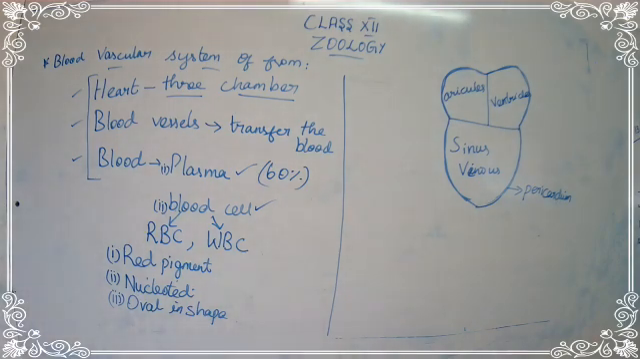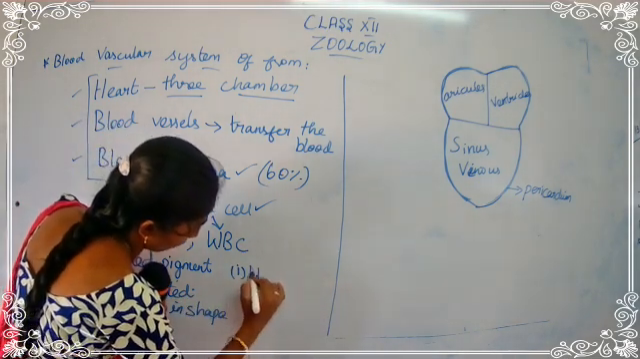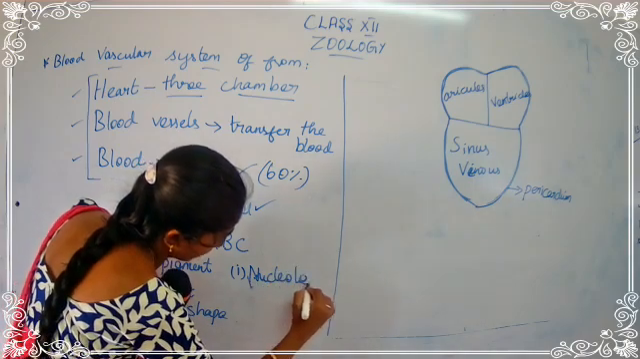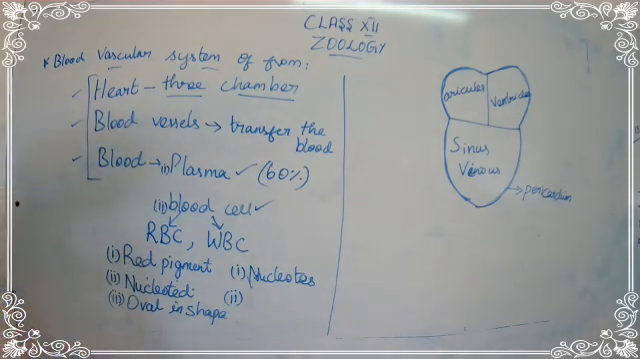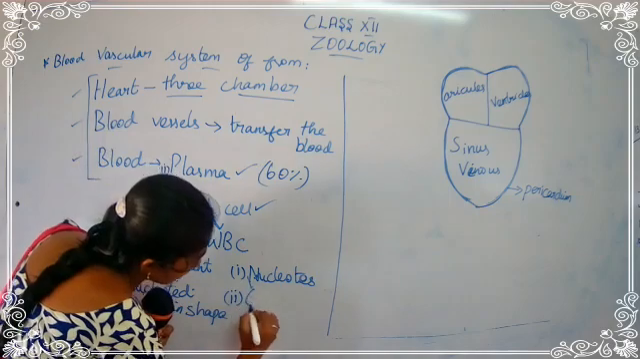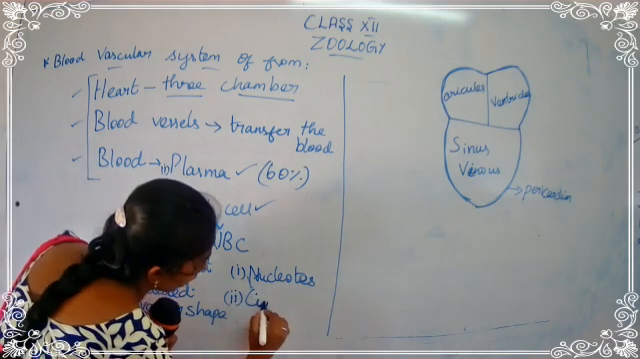Okay, what are the properties of red blood cells? Red blood cells are loaded with red pigment, nucleotide, oval in shape. Okay. And likewise, white blood cells also have the nucleotide. The red blood cells are oval in shape, but the white blood cells are circular in shape.